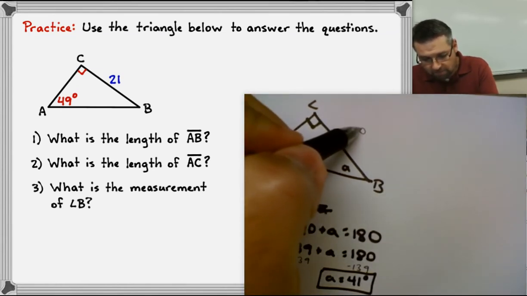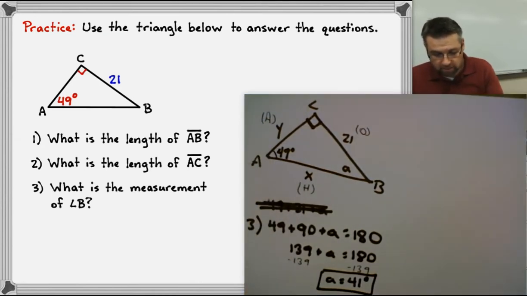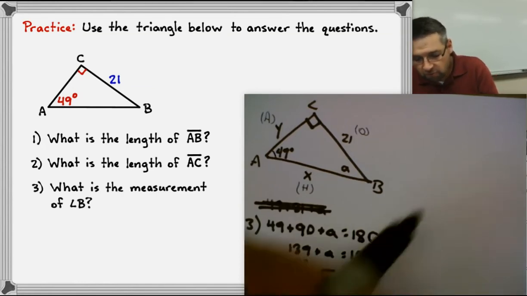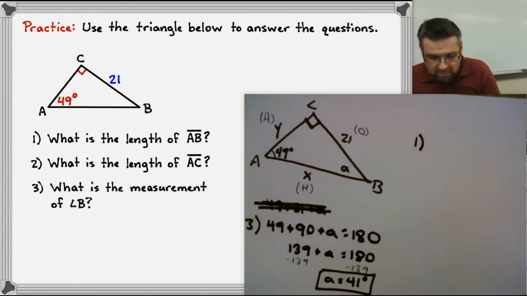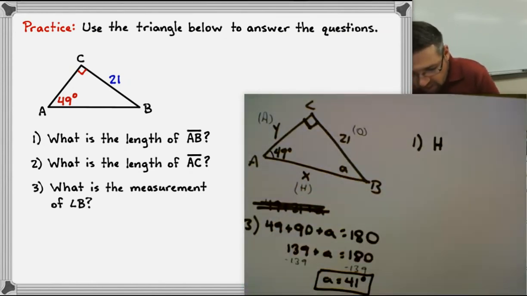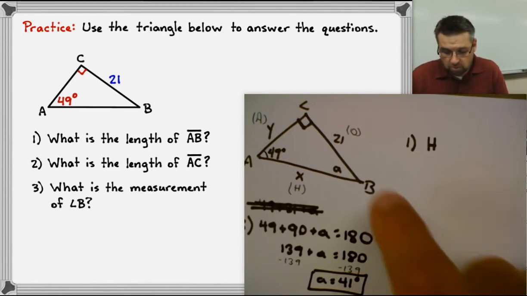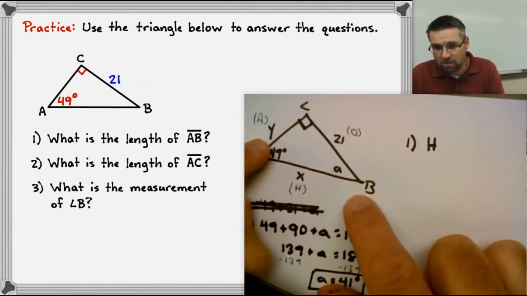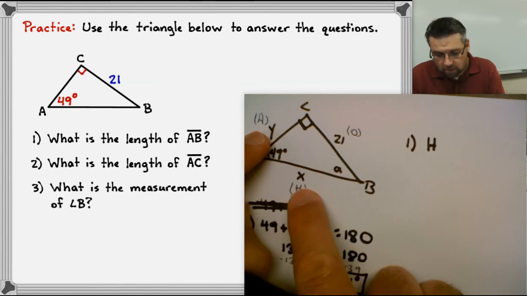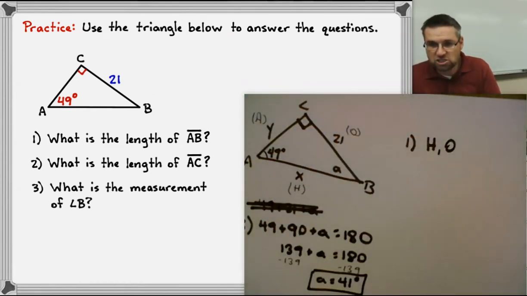21 is my opposite according to the 49 degrees. And then y is my adjacent according to the 49 degrees, okay? But for question number 1, it's asking for AB. So I know that I need an equation that has a hypotenuse in it, and a non-variable. I can't use y, because then I'd have two variables, okay? So I want to use this side, the opposite. So I want to use an equation that has h and o in it.